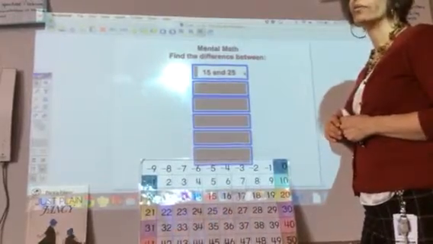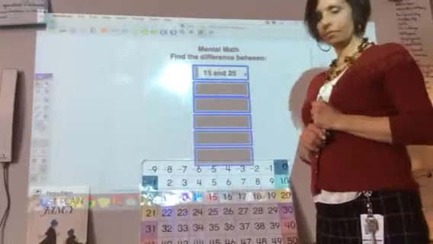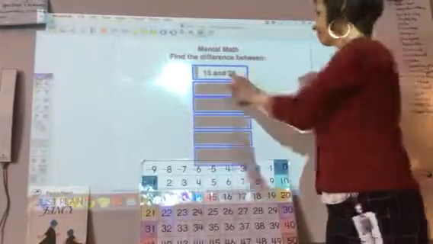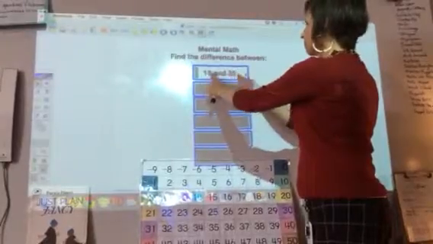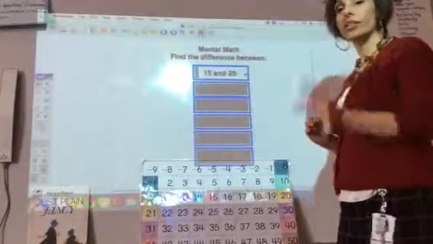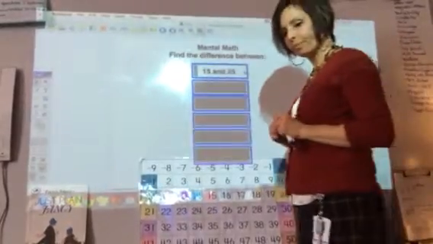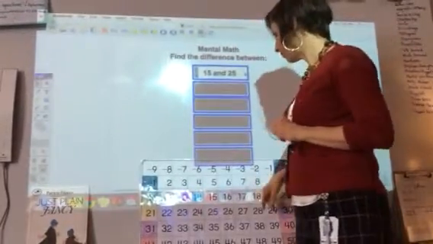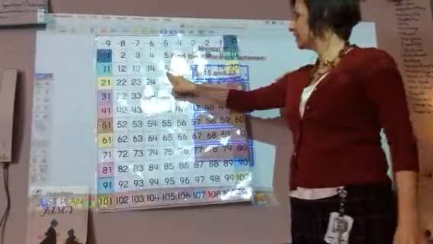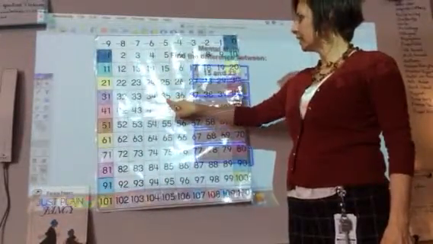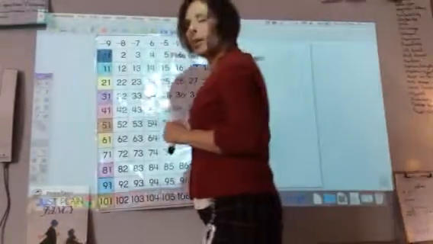One, two, three. 40. How did you think about it? I added the 10 to 25, which made 35, and then I added the 5 to it and it became 40. Beautiful. Anyone do it a little different? I started at 15 on the chart, went down 2: 10, 20. And I went 5 more forward. Nice. One more way.